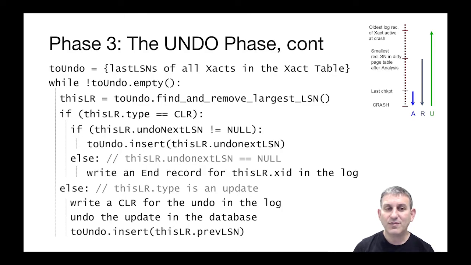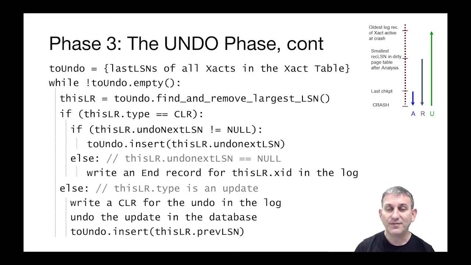If thisLR's type is a CLR, then the next thing to undo is the undo.NextLSN in that CLR, right? So if the undo.NextLSN of this log record is not null, then we insert that undo.NextLSN into toUndo. That's the next thing to undo. That's what CLRs are for, in essence, is to keep these undo.NextLSNs there and to get us to the point where we start undoing things that haven't been undone. And so if you see a CLR, you know it's been undone, and you just take its undo.NextLSN and put it into toUndo.